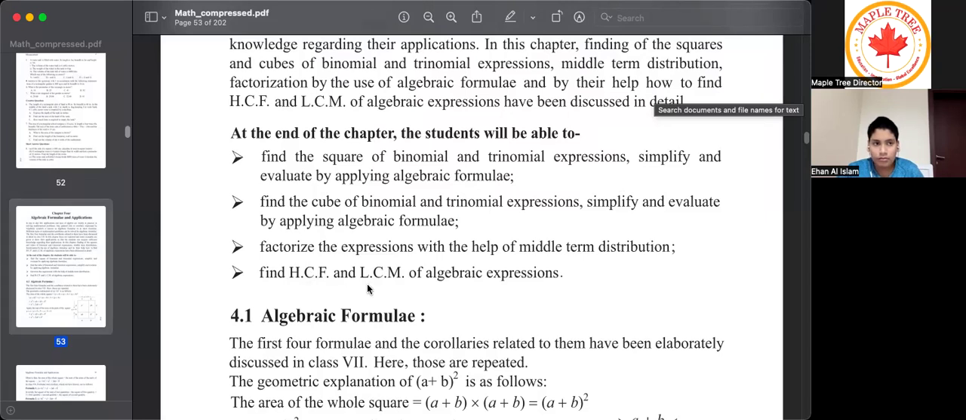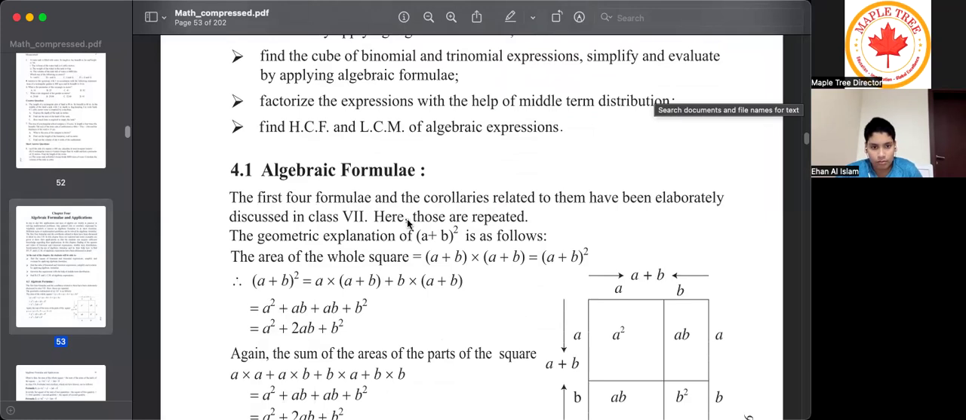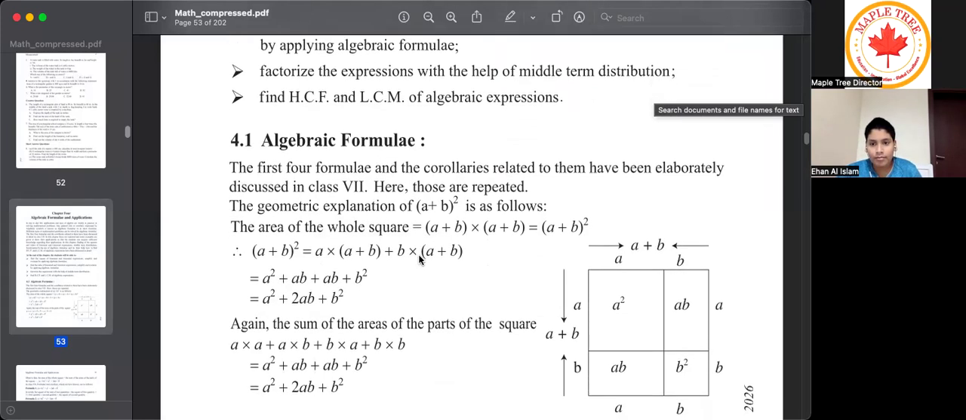So, find HCF and LCM of algebraic expressions. Lesson number 4.1, algebraic formula. Now we will see the first formula. The first four formulas and the corollaries related to them have been elaborately discussed in class 7. Here those are repeated. We already started these in grade 7, and now it's repeated in grade 8.